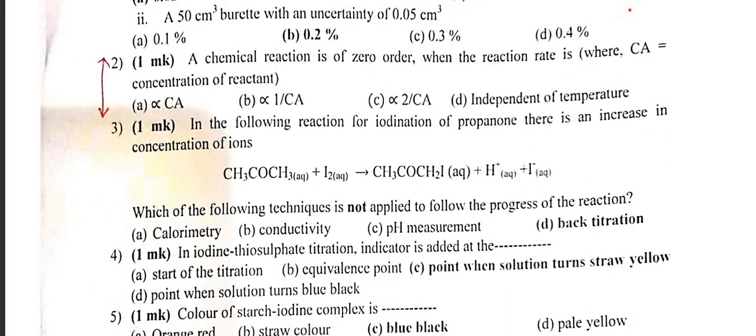The next one, they're saying a chemical reaction of zero order, when the reaction rate is, where the Ca is the concentration of the reactant. A chemical reaction is of zero order when the reaction rate is what?